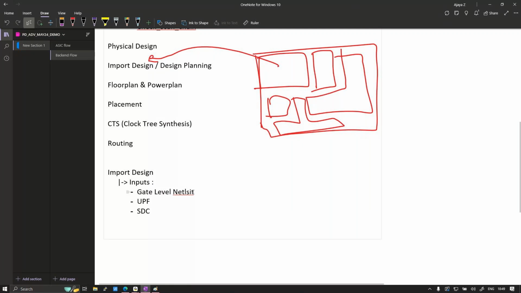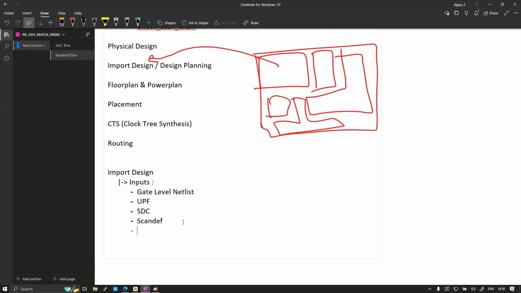SDC is Synopsys design constraints. UPF represents unified power format. Okay, so SDC, these three files we have extracted, right? One more file we have extracted is CANDEF. But this SDC file is not from your synthesis stage. This is from your central directory.